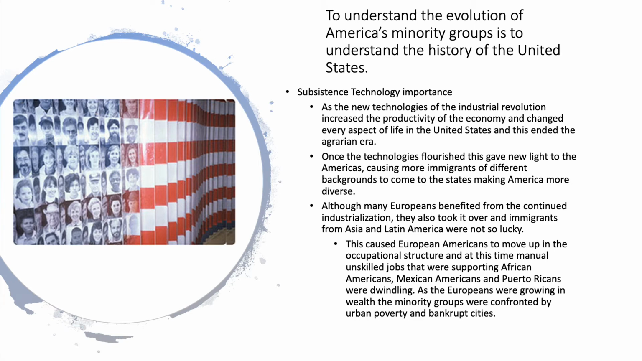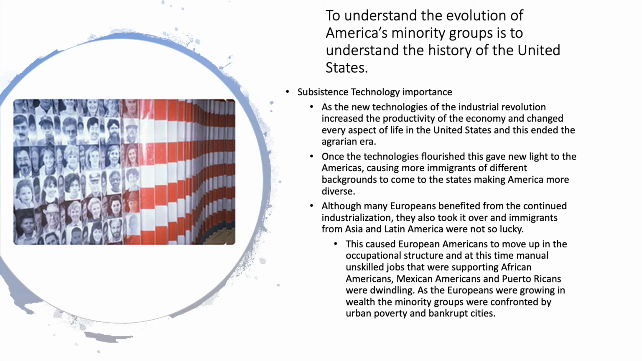Although many Europeans benefited from the continued industrialization, they also took it over, and immigrants from Asia and Latin America were not so lucky. As the Europeans flourished, the Chinese and Japanese Americans survived in the ethnic enclave of the mainstream of society, and the Mexican Americans as well as the Puerto Ricans supplied low-paid manual labor for both the rural and the urban economy. This caused Asian and Hispanic Americans to be barred from the higher paid jobs and have little to no access to dominant group institutions, although they were all qualified and would have flourished and done our economy good.